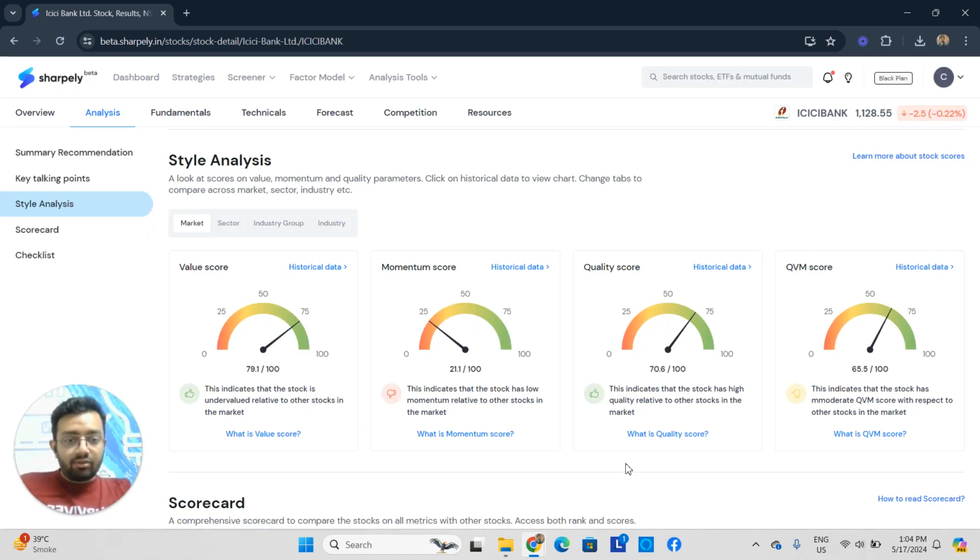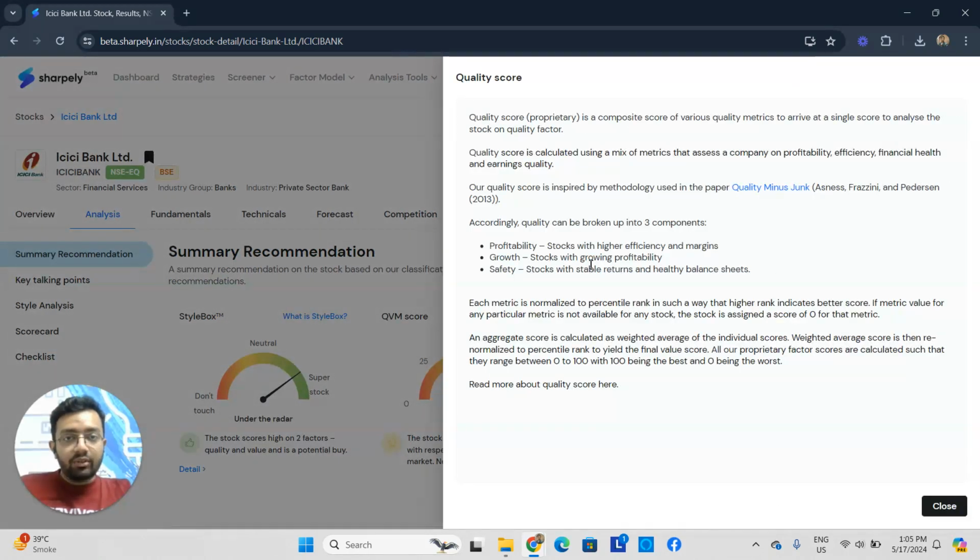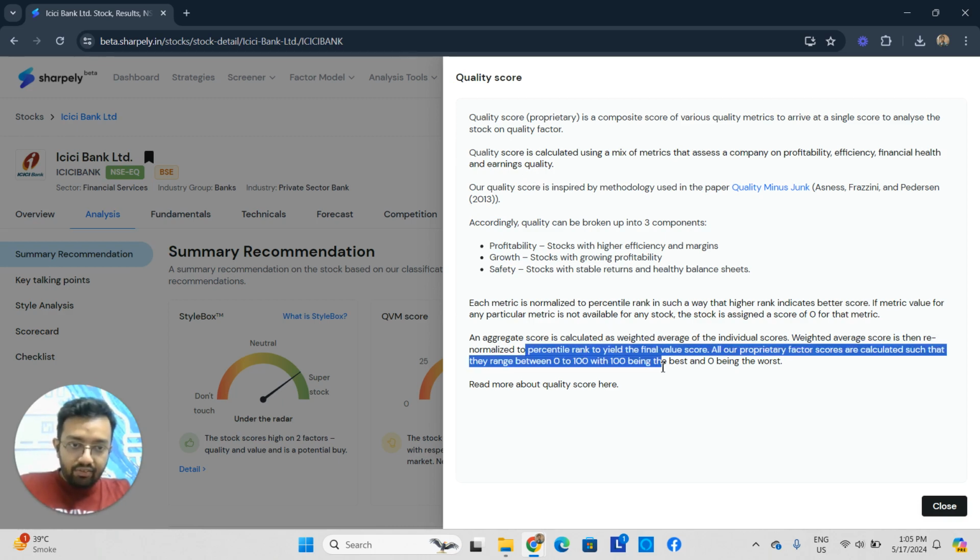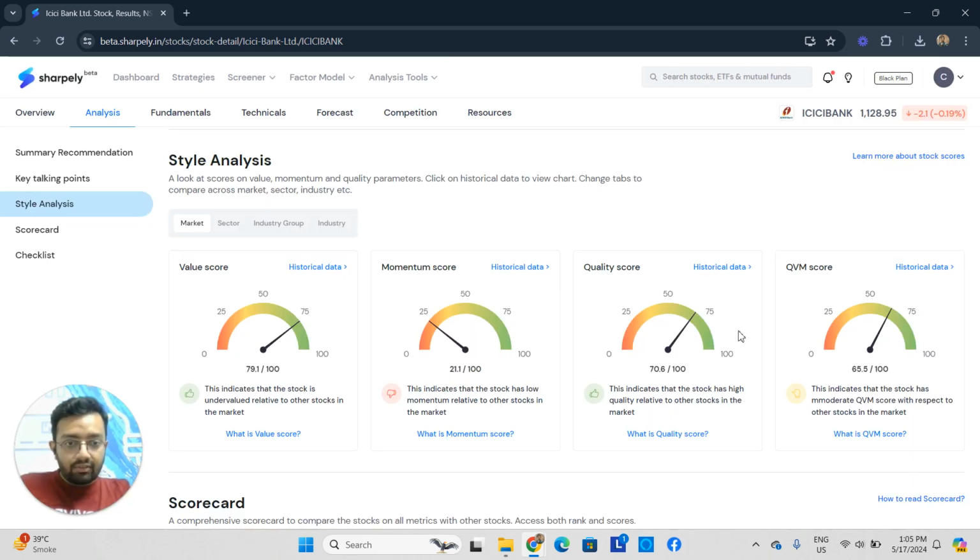The third one is the quality score, and in the quality score, we have three subsections, that is profitability, growth, and safety. For profitability, we look at efficiency and margins. For growth, we look at growing profitability, so how EPS is growing. And for safety, we look at the balance sheet and different ratios like liquidity ratios and many more. Again, based on that, we arrive at a percentile value, and the final value is shown here.